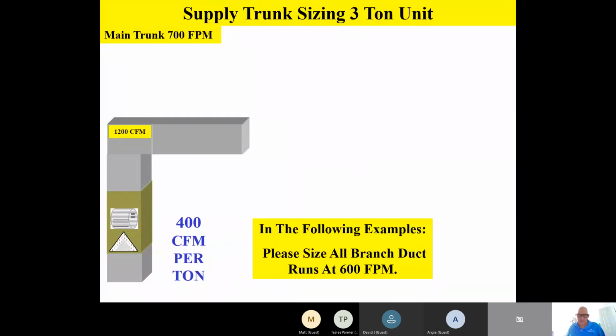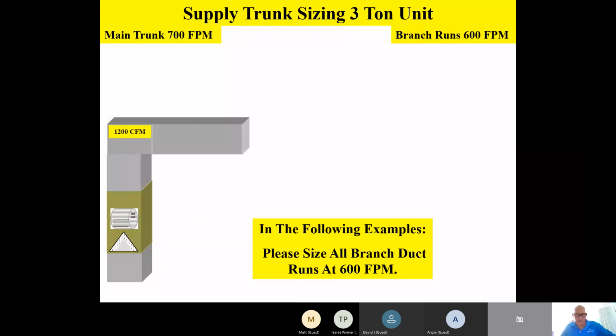Now, on our takeoffs, our branch runs, in other words, remember, we're going to recommend a damper on each branch run. And we're going to have our branch run velocities at 600 feet a minute. And that's right off the velocity table that we discussed last week when we were looking at our Manual D velocity tables. So all of our branch runs we're going to size at 600 feet per minute.